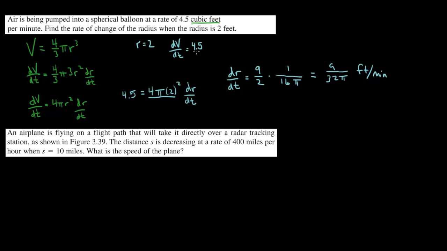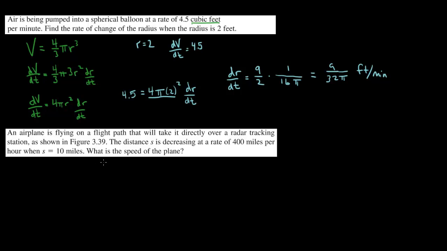We need to get an equation that relates our variables. In this case, it was radius and volume. How do we relate radius and volume? Well, we have a pretty nice equation here. We then differentiate both sides, substitute in for what we know, and hopefully that leaves us with the one thing we're looking for, and we solve for it. Let's look at a little bit harder one.